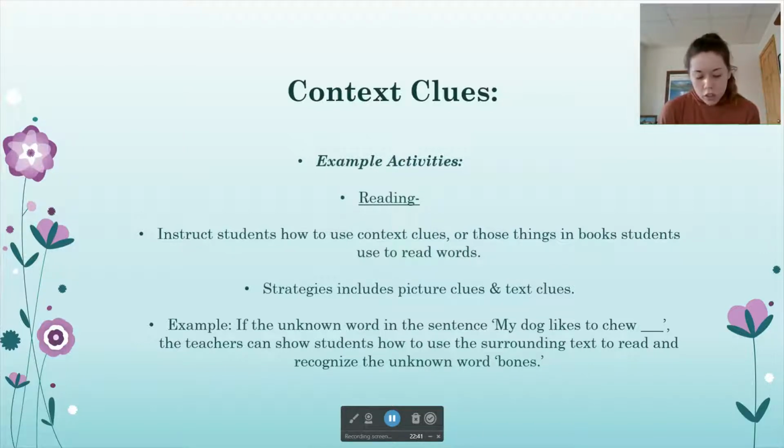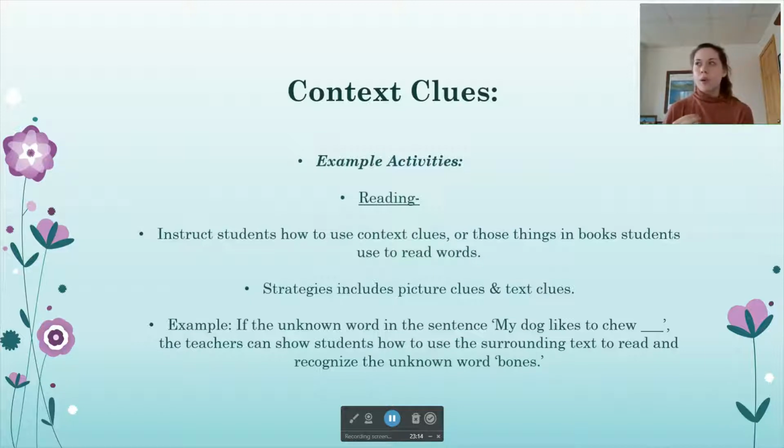So strategies include teaching students to use picture clues. If the text is unknown, a student can check out the picture for help and guidance. They can also use text clues. For example, if the unknown word in a sentence, "my dog likes to chew," is one you just can't figure out, teachers can show the students how to use the surrounding text to read and recognize the unknown word: bones.